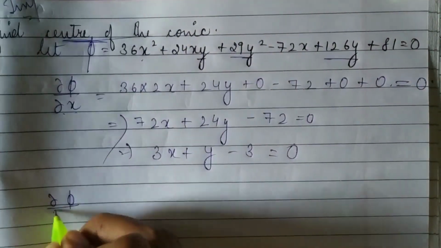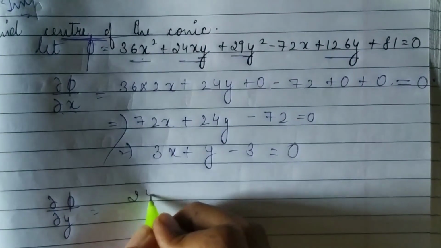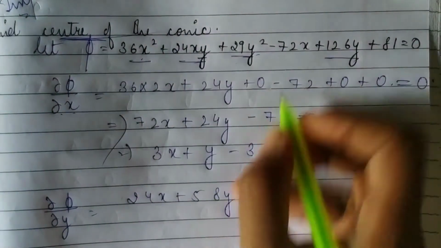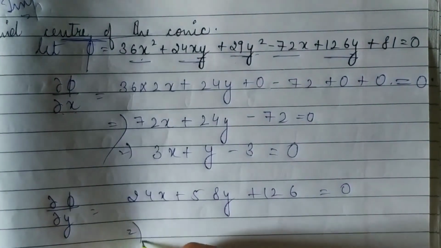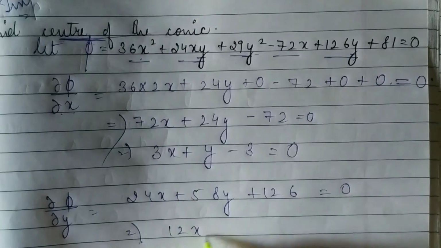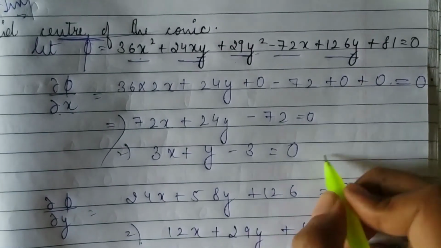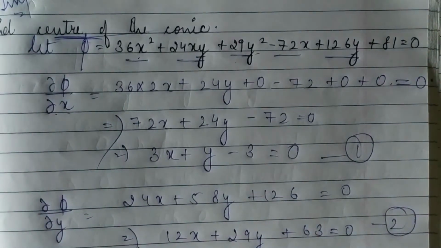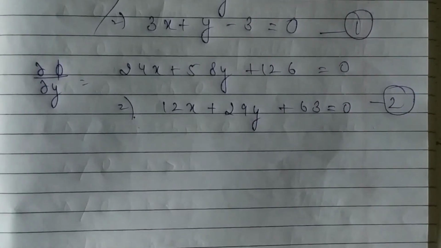Now we will partially differentiate the equation of the conic with respect to y. x and other terms will be considered as constants. So 24x plus 29 multiplied by 2y, which gives 58y minus 0 plus 126 equals 0. Now we will take common, and after taking common, what we get is 12x plus 29y plus 63 equals 0. We have got two equations, and we have given them the names 1 and 2. Now we will solve these two equations.